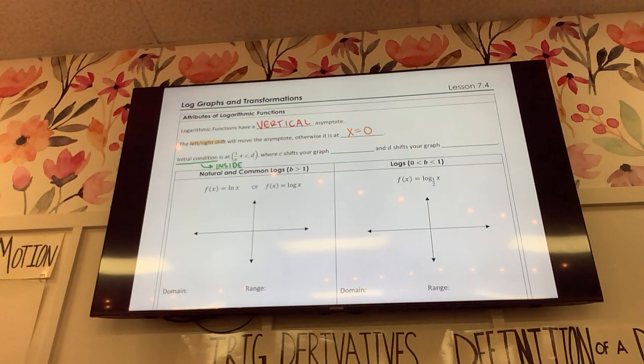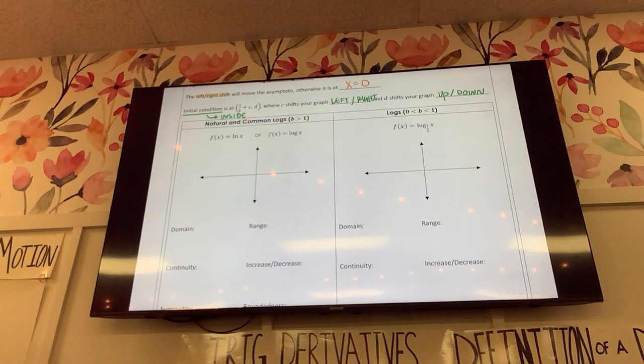You are still going to do your left, right, and up, down shifts with your initial condition. So your C value will shift it left and right. Your D value is going to shift it up and down. But you'll start with the inside number instead of the outside. The outside number is not going to matter.